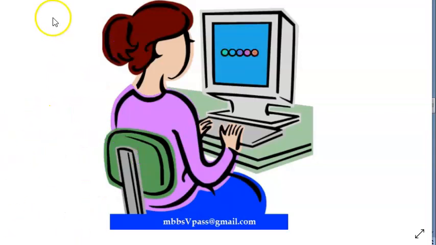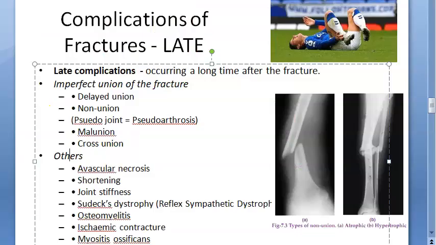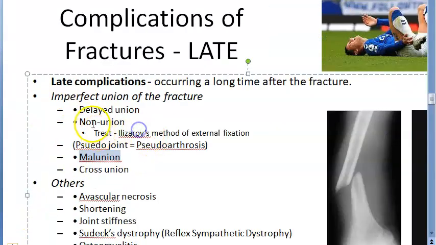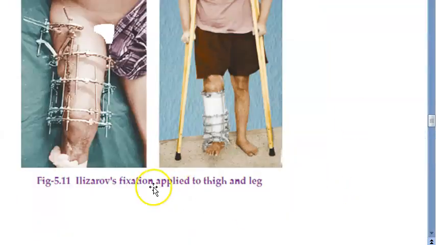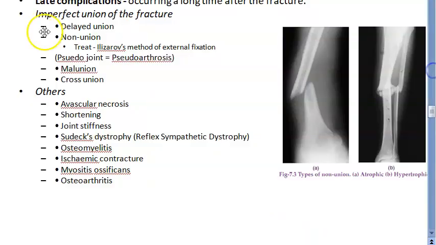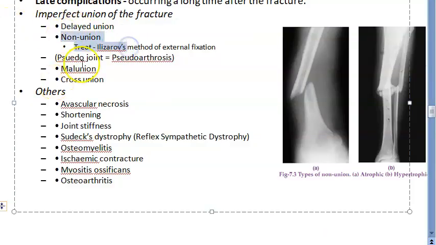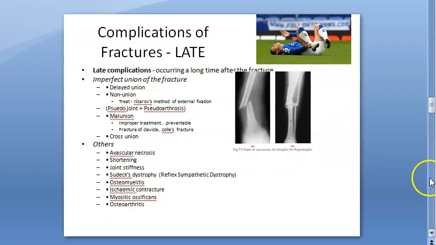There is something called here as Ilizarov's method. What is that? So they are trying to treat this non-union by external fixation, guys. That is only this Ilizarov's method. Look at this. Ilizarov's method, external fixation. They are trying it for the thigh and leg, actually, here they have shown. Basically for what? What are they trying to treat, guys? Non-union.